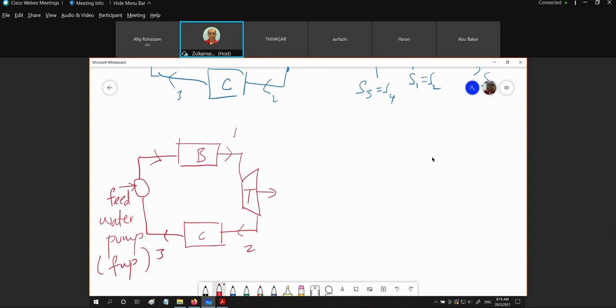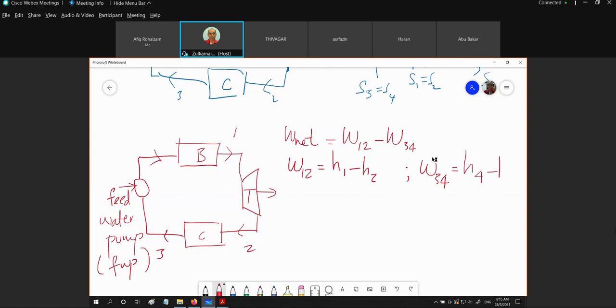Right? So as far as the net work, what is the net work in this case? The net work from this Rankine cycle is equal to the W turbine minus the W for the feed water pump. Okay, and then from SFEE, W12 again is H1 minus H2. The W34 is equal to H4 minus H3, right?